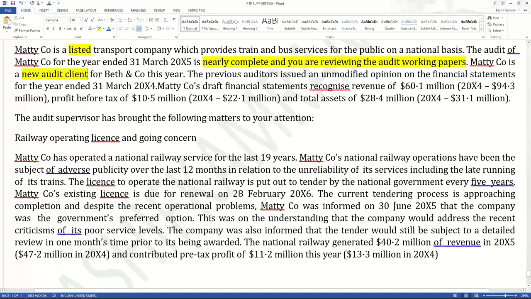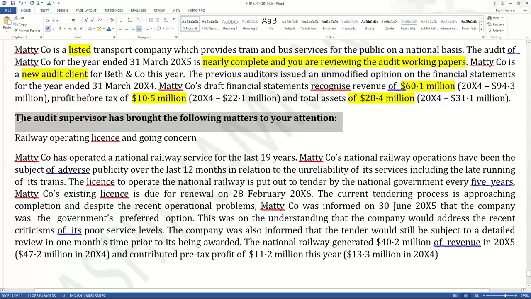Matty Company's draft financial statement recognizes revenue of 60.1 million. I can use the figure of revenue for finding the materiality if needed. The profit before tax of 10.5 million can be used for finding the materiality wherever possible, and the total assets of 28.4 million. So see how I read the case with you? I just highlighted important information. Now, by the end of the first paragraph, I know it is a listed company. I know we are standing at the completion stage. This is a new audit client, and we know the profit, revenue, and the total asset value for finding the materiality. The audit supervisor has brought the following matters for your attention.